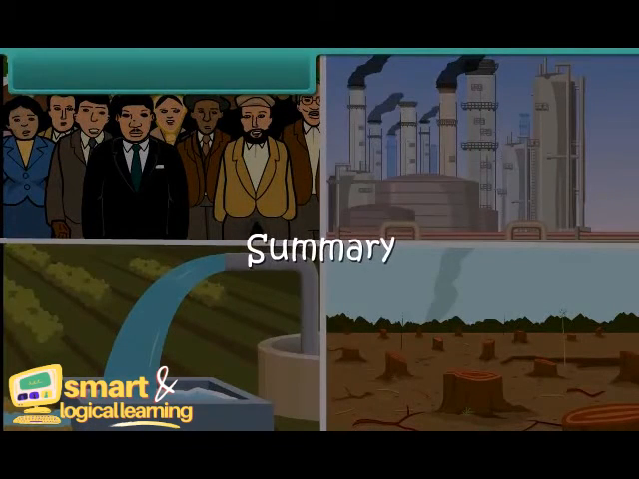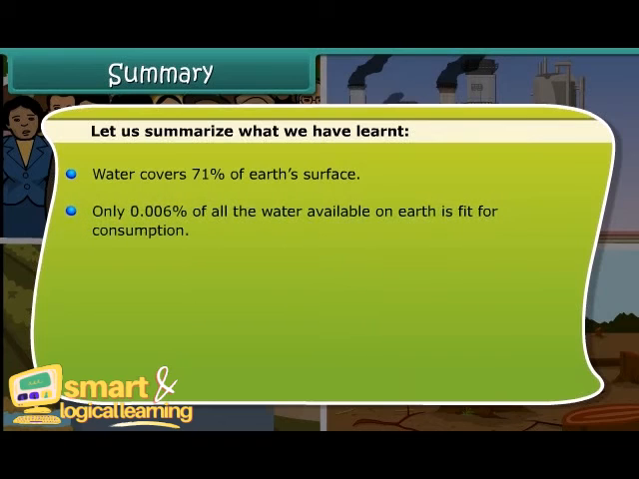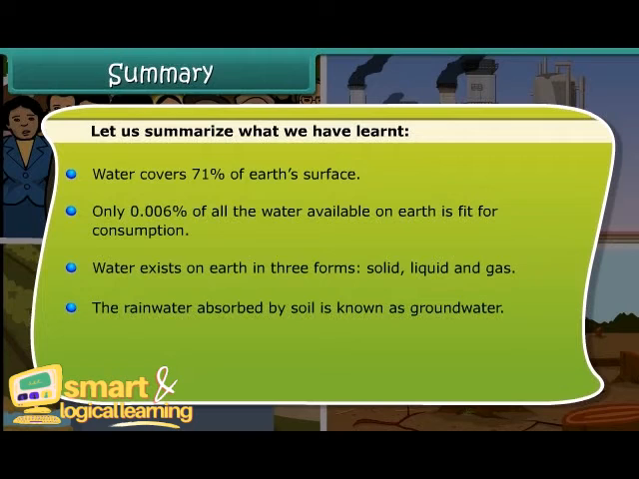Summary. Let us summarize what we have learned. Water covers 71% of Earth's surface. Only 0.006% of all the water available on Earth is fit for consumption. Water exists on Earth in three forms: solid, liquid, and gas. The rainwater absorbed by soil is known as groundwater. Groundwater is an important source of fresh water on Earth.